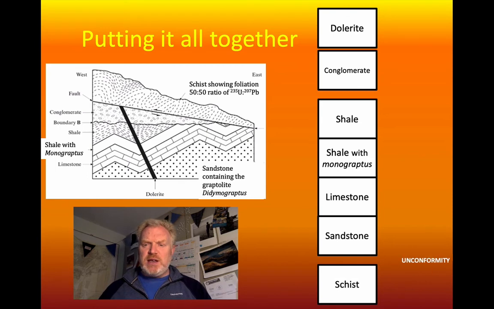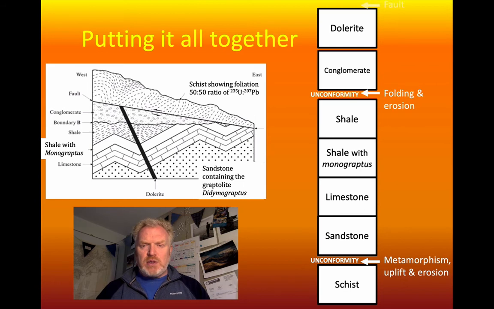If we put a little bit more detail in here, we've got two unconformities. The schist, remember, is regionally metamorphosed. The rest of the rocks are not, so there must be a gap in time between them. So in that unconformity, we have metamorphism, we have uplift, we've got erosion. We then have our sequence of sedimentary rocks going up to another unconformity, which is boundary B. And at that unconformity, we must have a period of folding. It's folded those sedimentary rocks.